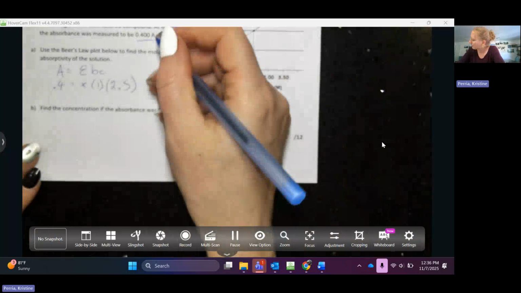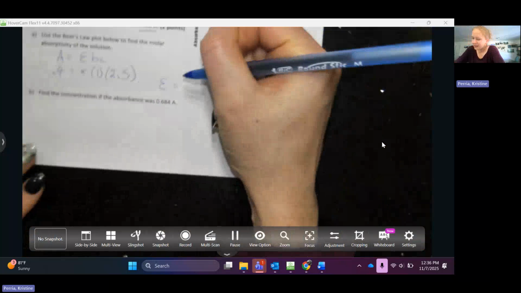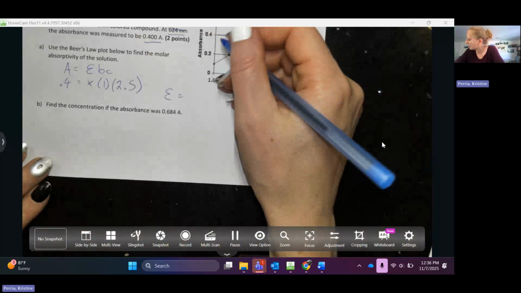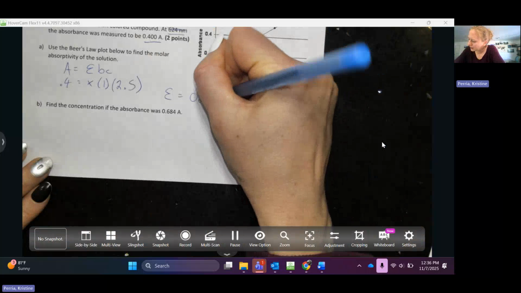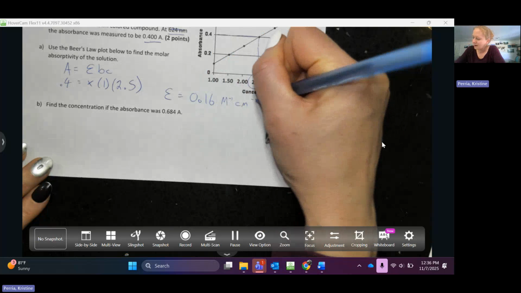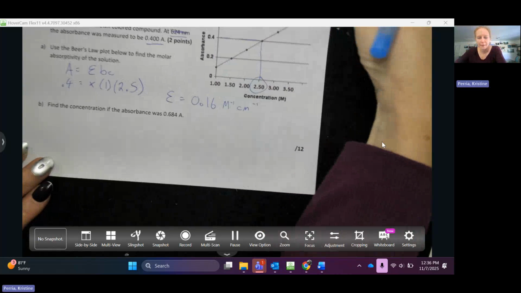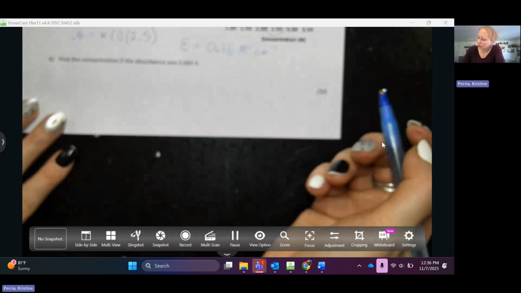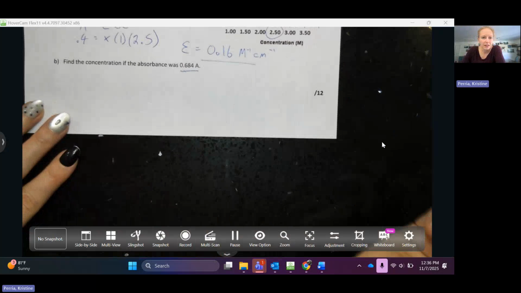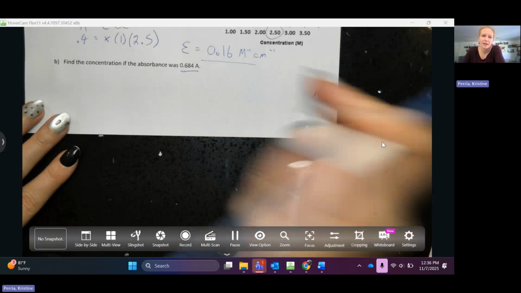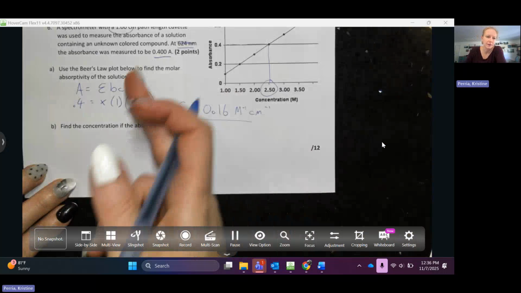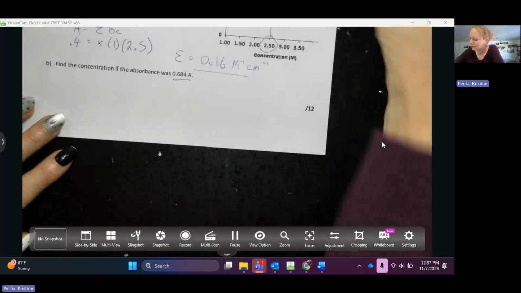Divide both sides by 2.5. Then my E, my molar absorptivity, is going to equal 0.16. And then the units for that is M-1, cm-1. Okay. Last one says find the concentration if the absorbance was this. So you assume that this is still the molar absorptivity constant because it's the same compound, right? It's just letter B of this question.